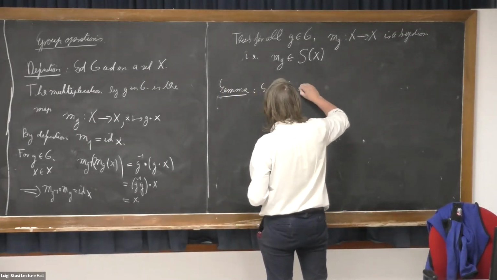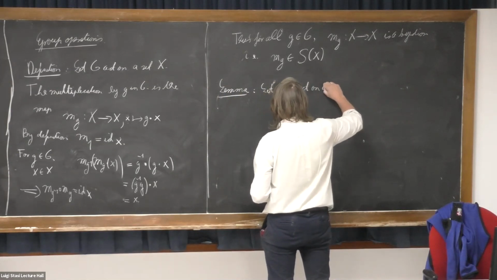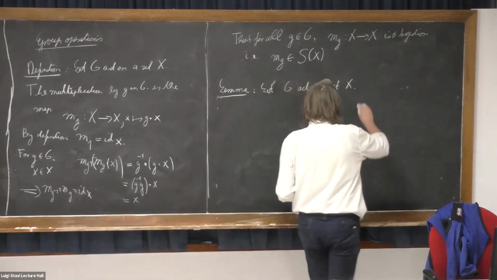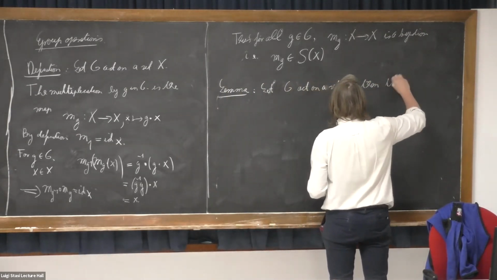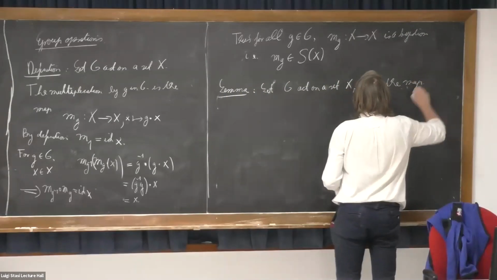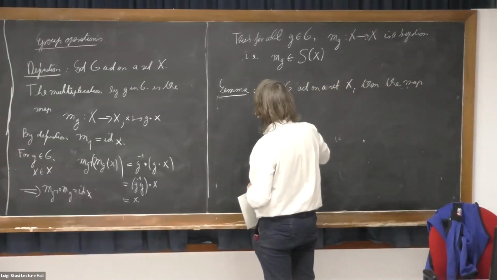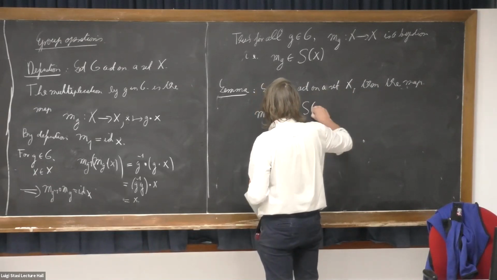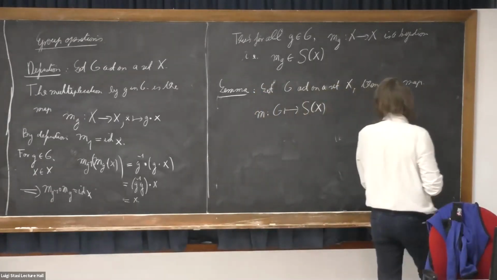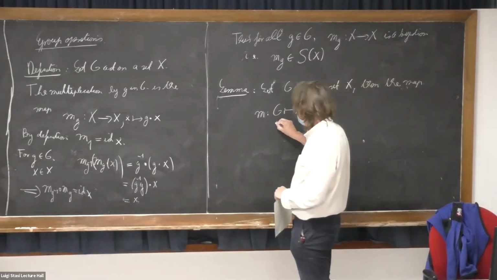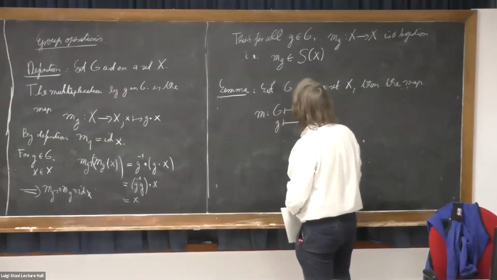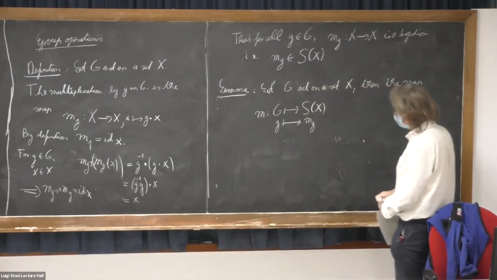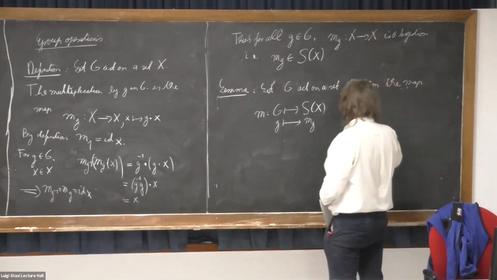Let G act on X. Then the map m_g, the permutation of X which sends x to g times x, for an element g in G, is a group homomorphism.